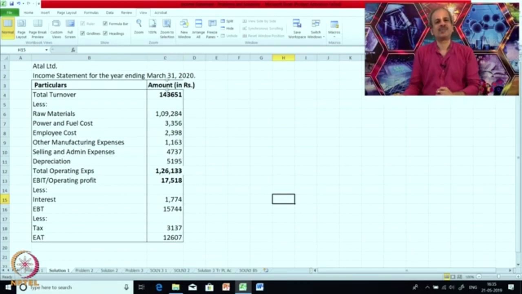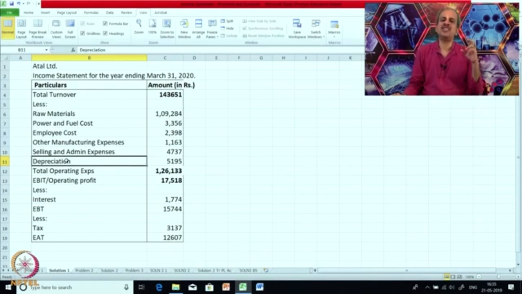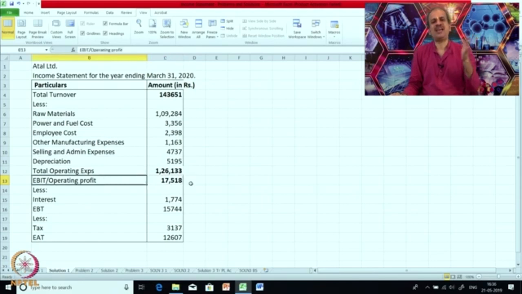So the total turnover is the first item. Here we have only one income item in the form of turnover. This is also known as the top line for the business. From this, certain expenses are deducted, that is raw material, power, employee expense, manufacturing expense, selling expense and depreciation. What we have not charged is interest, because the items which are charged here are known as operating expenses. So we will deduct first the operating expense, which gives us a figure of operating profit. It is also known as EBIT or PBIT. PBIT or EBIT refers to earnings before interest and tax, or profit before interest and tax.